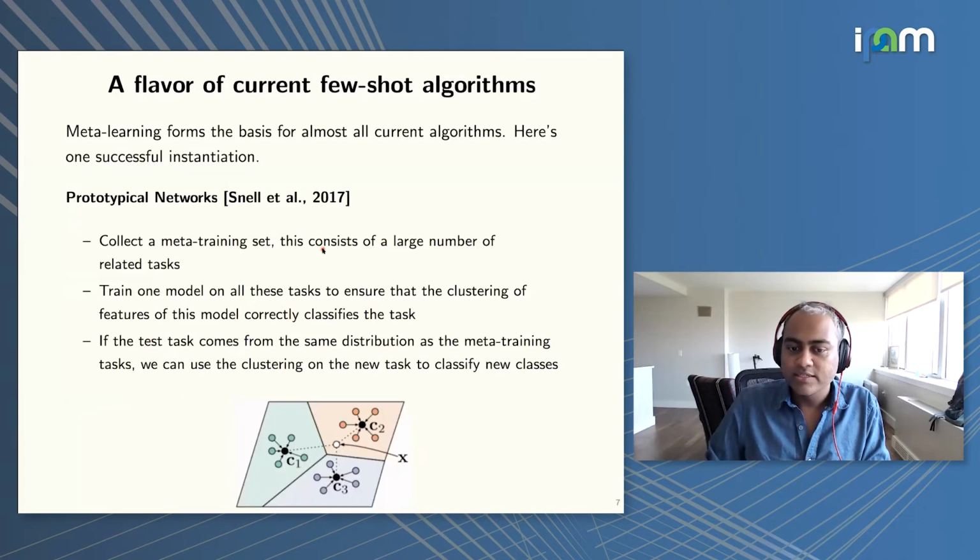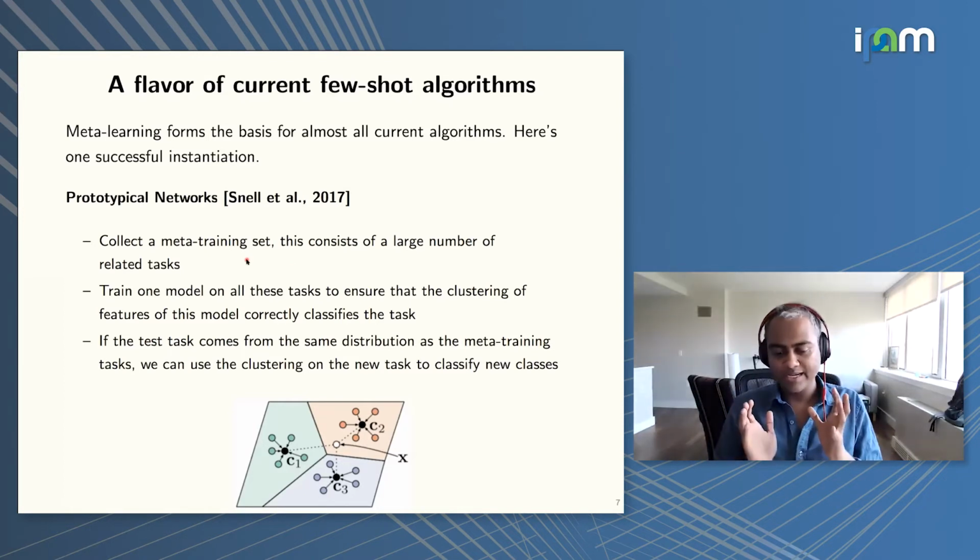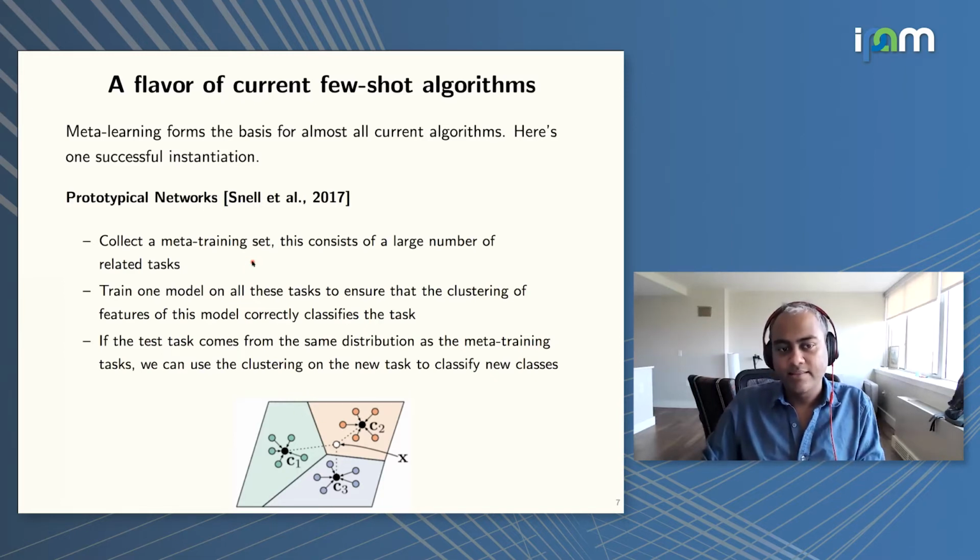To give you one flavor of how current algorithms for adaptation work, here is what I'll do. You know that you're not going to be tested on cats and cats at test time. So instead of trying to be a good classifier for cats and cats and cats, it is much nicer to think of this problem as a clustering problem. What you want is to learn features that you can cluster easily. And this is what typical models like prototypical networks would do.